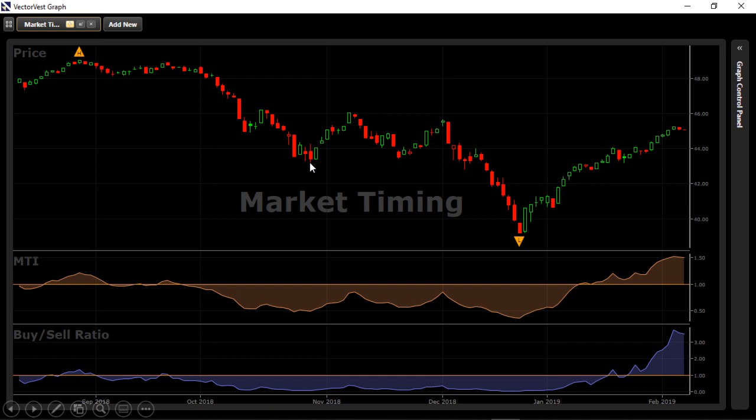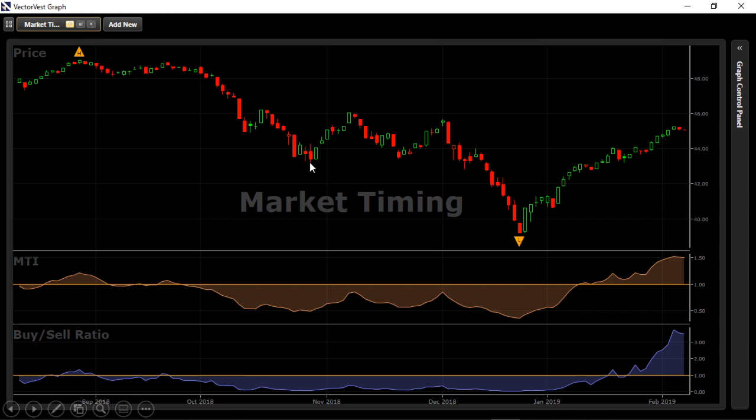The VectorVest Composite is our VectorVest Broad Market Index. It's really the foundation of our entire market analysis system. It tracks almost 8,000 stocks. So you can look at it like it's the S&P or the Dow or the NASDAQ or the Russell. However, it combines them all. It's not just looking at 500 stocks or 30 stocks. It's looking at the average movement of 8,000 stocks. We feel it's a better representation of the overall market because it tracks a lot of stocks.